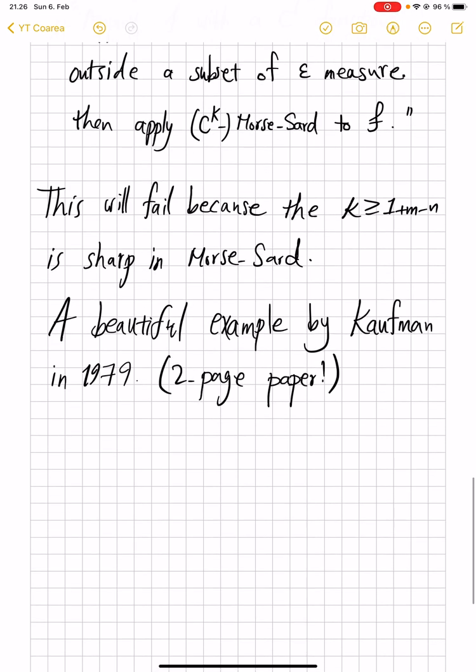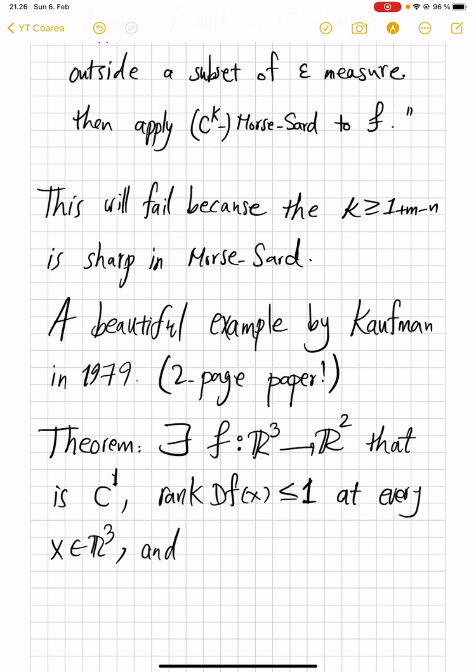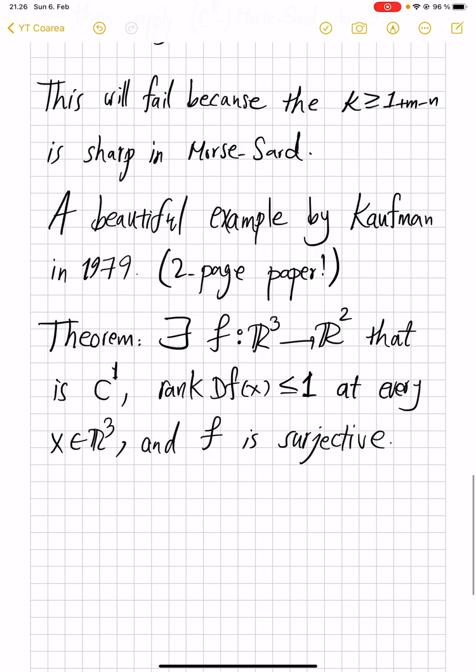What he constructed was the following. There exists a function f from R3 into R2 that is C1. Rank of the derivative of f at x is less than or equal to 1, so it's not surjective at every x in R3. And the surprising part, f is surjective. So the particular construction he made was from the cube to the square, and that's why the paper was called a singular map of a cube onto a square. A singular map, singular being this rank condition, of a cube onto, that is the keyword, onto a square.